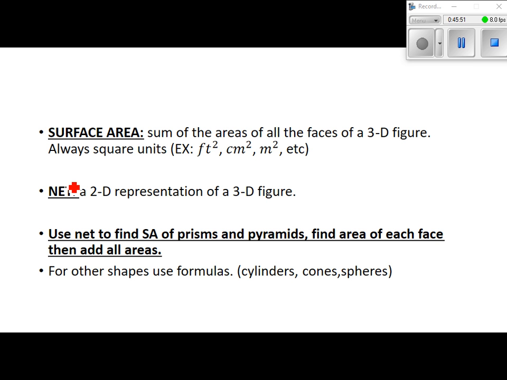A net is a two-dimensional drawing of a three-dimensional shape. So if I drew this, that's a net. If we folded that all up at the creases, at the seams there, what would that shape end up being? Rectangular prism. A rectangular prism. All right?